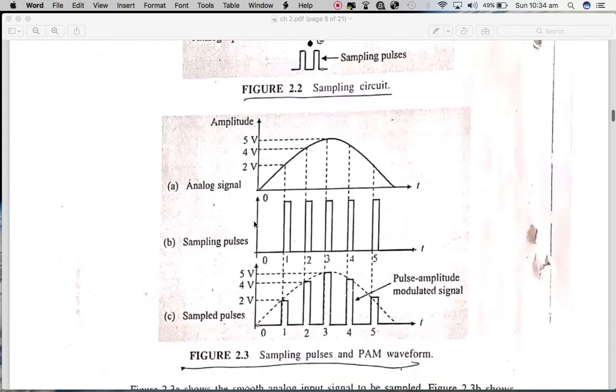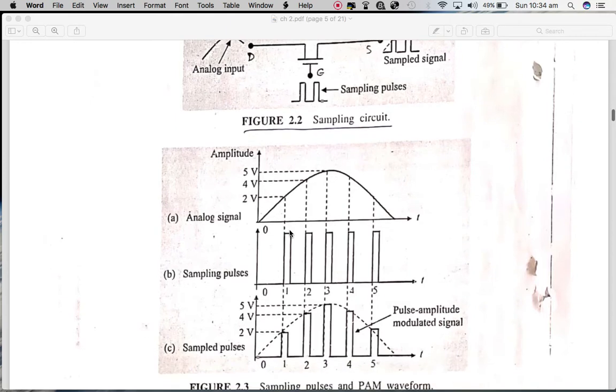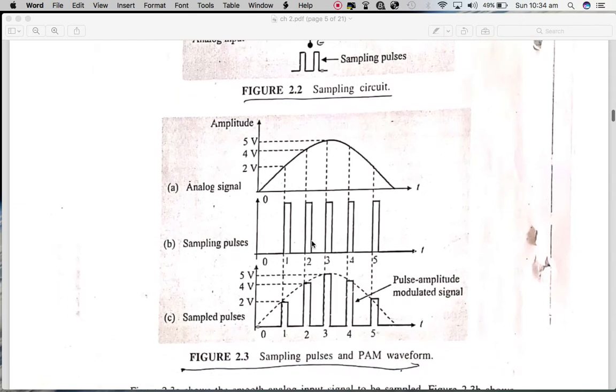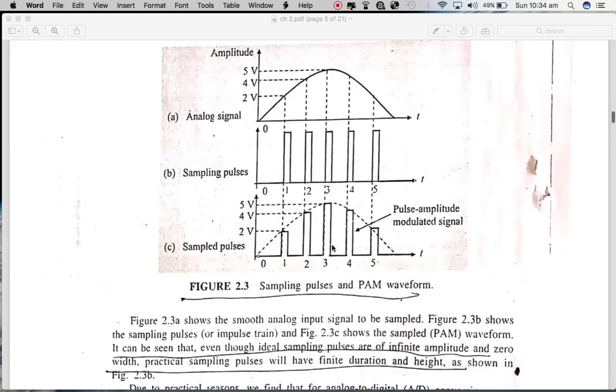If we discuss the waveforms, this is demonstrating the analog signal with voltages up to 5 volts, this is indicating the sampled signal which is applied at the gate, and this is demonstrating the output sampled signal.